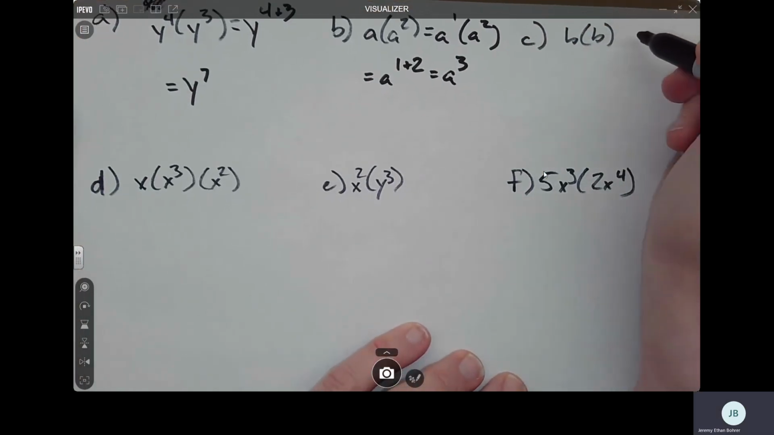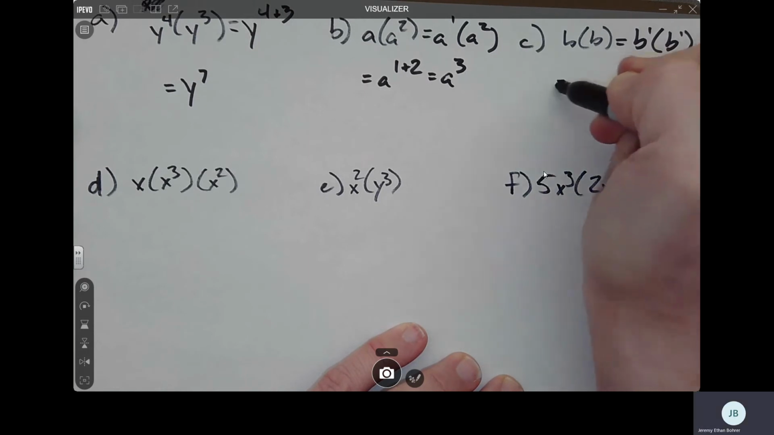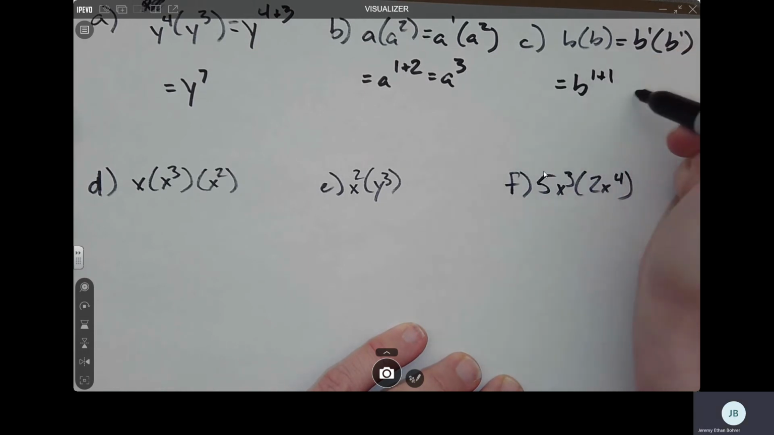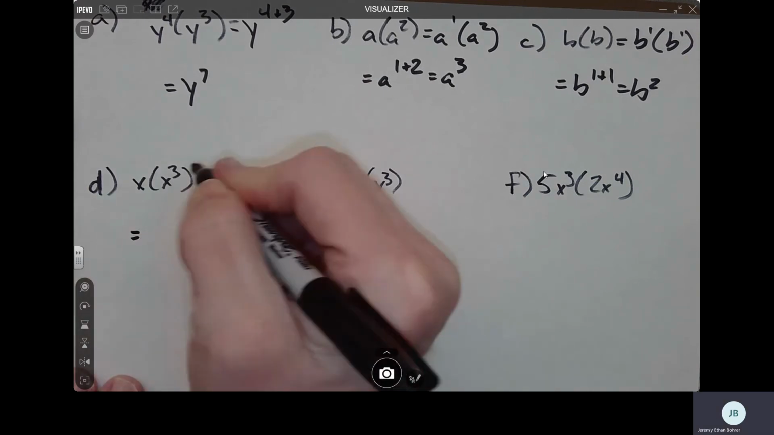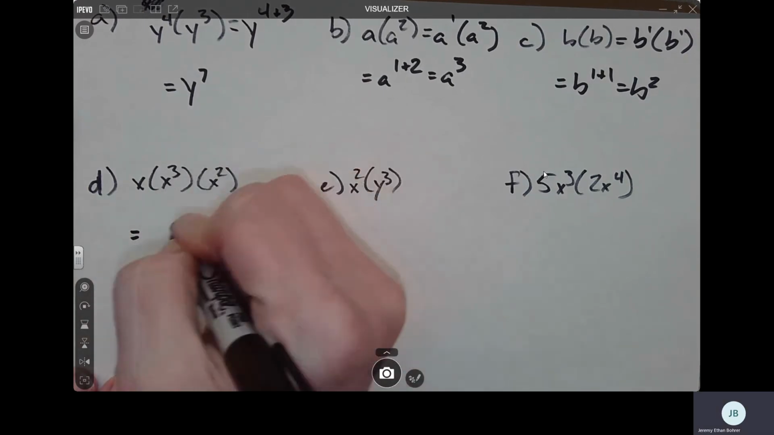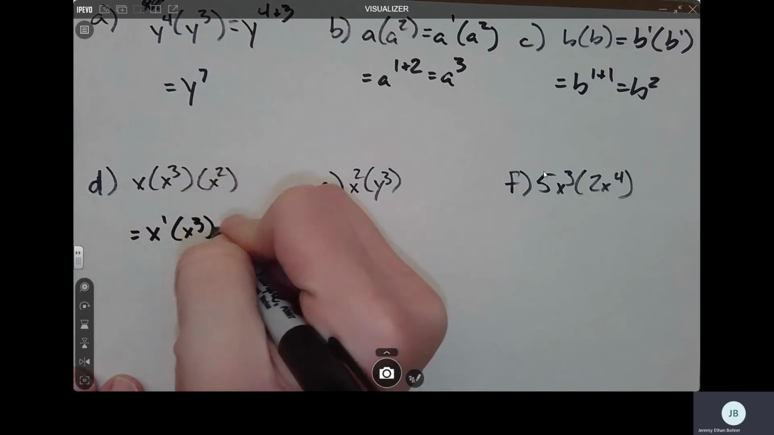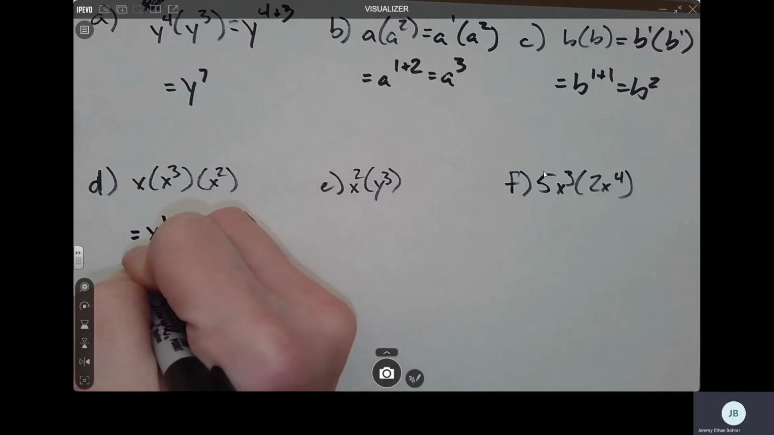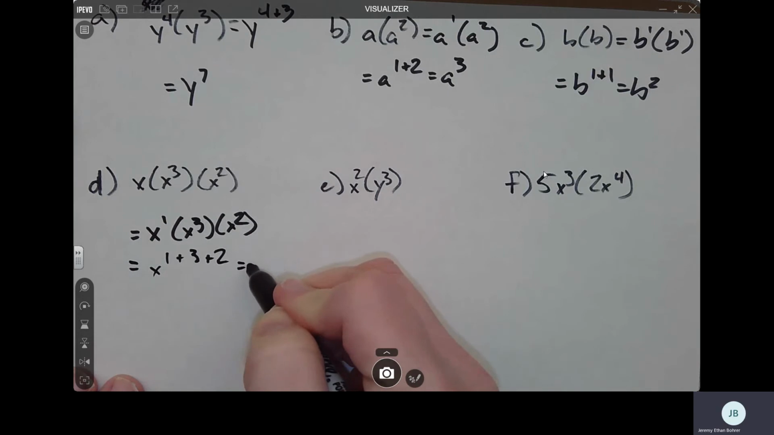Next, we've got b times b. Well, that's the same as just saying b to the first times b to the first, or b to the 1 plus 1, which is b squared, and you guys should have known that one anyway, since if we multiply two b's together, we get b squared. Down here, we've got x times x cubed times x squared, so that's x to the first times x to the third times x squared, which gives us x to the 1 plus 3 plus 2, or x to the 6th.